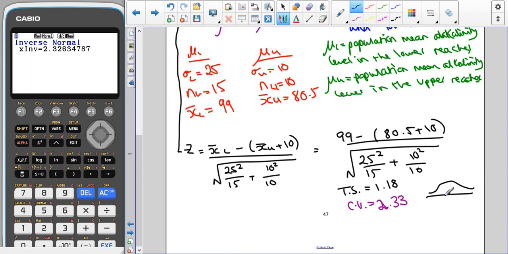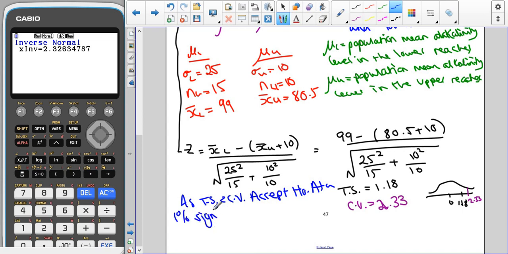So this time, our test statistic is smaller than our critical value, so that means that we're going to end up accepting H0. So as the test statistic is smaller than the critical value, we accept H0 at a 1% significance level.